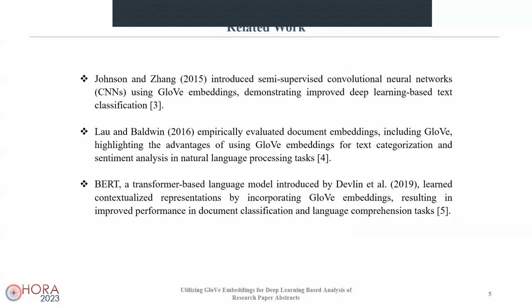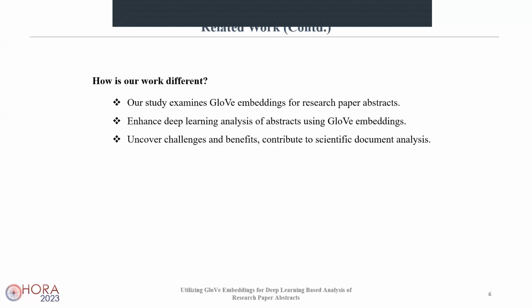In this investigation, we acknowledge the contribution of prior studies that have influenced our research. Johnson and Zhang pioneered the use of semi-supervised CNNs with GLOVE embeddings for text classification. Lau and Baldwin highlighted the advantages of document embeddings, including GLOVE, in text categorization and sentiment analysis. Devlin introduced BERT, a transformer-based language model which significantly improved performance in document classification and language comprehension tasks. This study served as inspiration for our exploration into scientific document analysis.